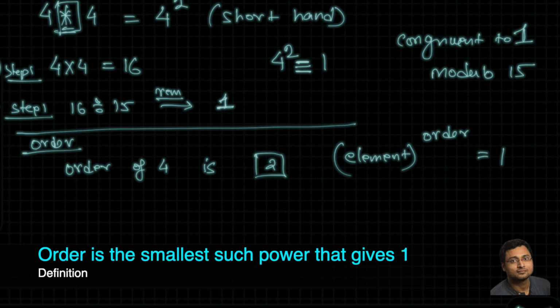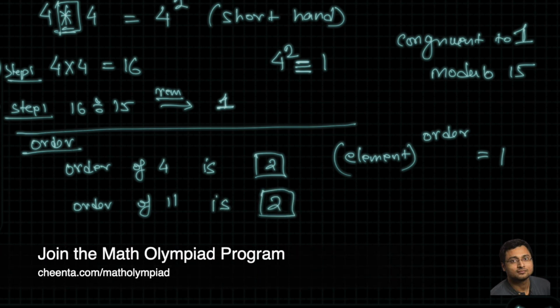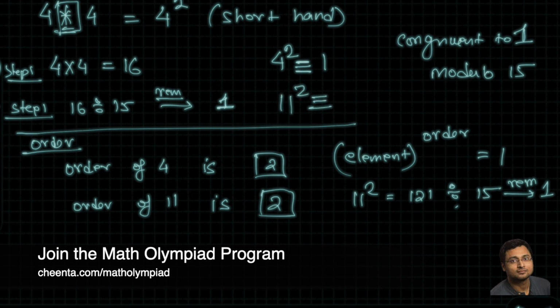Okay, so let's look at the order of 11. The order of 11 is also 2. Why is that? Notice that 11 square is 121. If you divide 121 by 15, the remainder you get is 1. So you can write 11 square is congruent to 1. So order of 11 is 2.